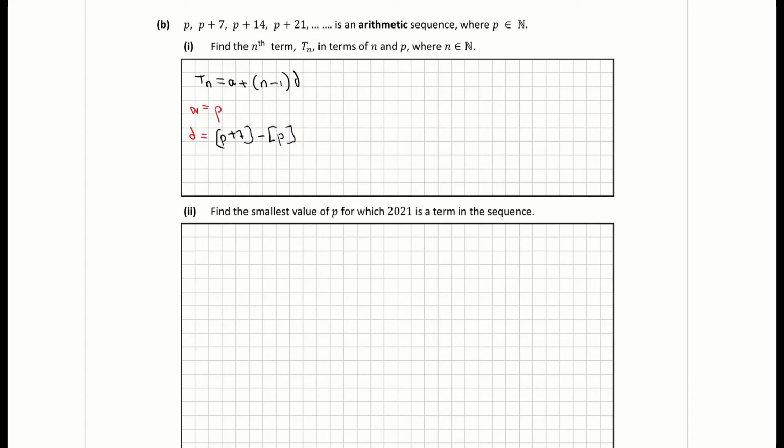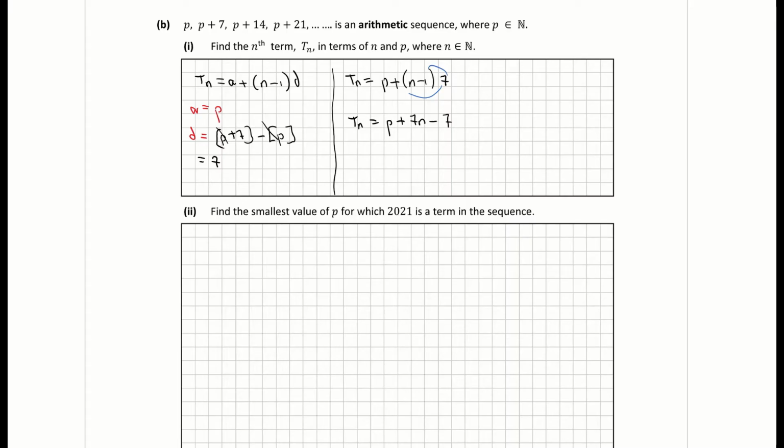So p plus 7 minus p is giving me a difference of, well, the p's will cancel, so my d is just 7. So if I sub that into my formula, Tn is equal to a, which is my p, plus n minus 1 times d, which is 7. Just tidy it up now by multiplying in that 7 into the bracket. So that's giving me Tn is equal to p plus 7n subtract 7. And that's our nth term.